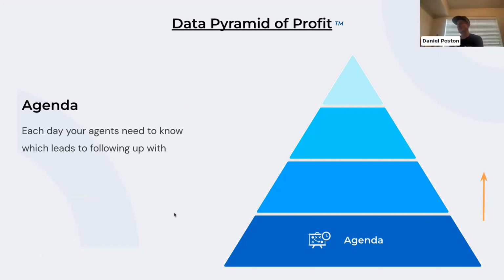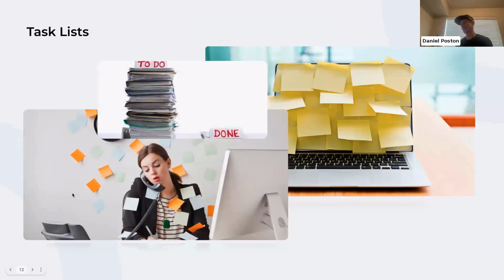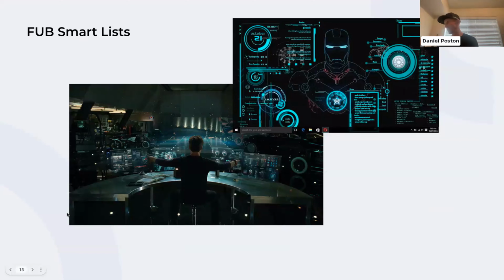Each day your agents need to know what leads to follow up with. Now, the way most CRMs typically handle this is with task lists. If you've ever used tasks as your means of keeping track of who to follow up with, you know it doesn't take long before you have 300 tasks built up and you just don't know which are important and which aren't. Then following up with the appropriate person becomes virtually impossible. So what Follow Boss has done is created their smart lists.